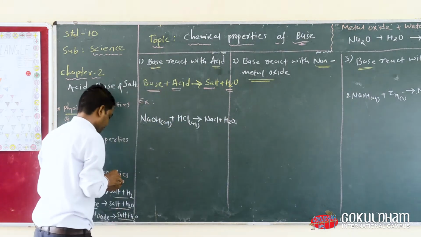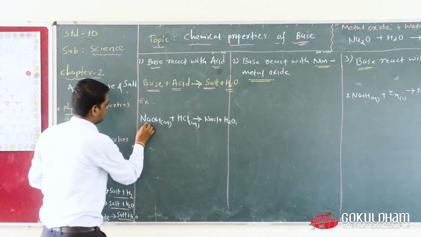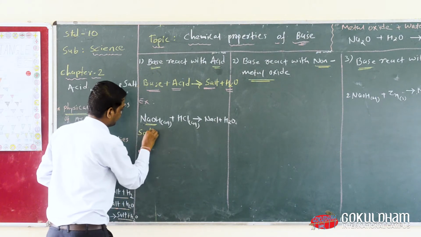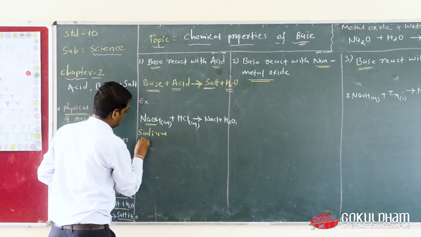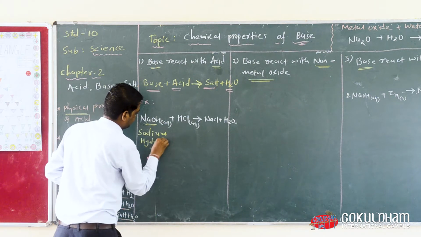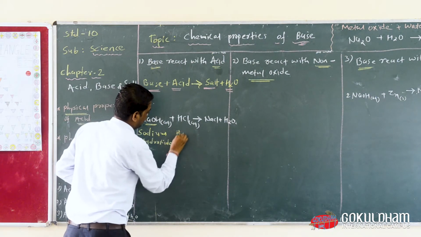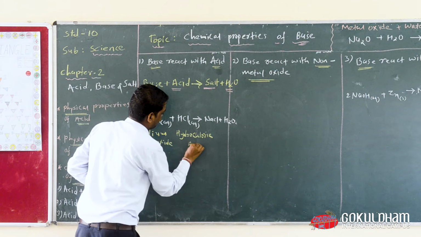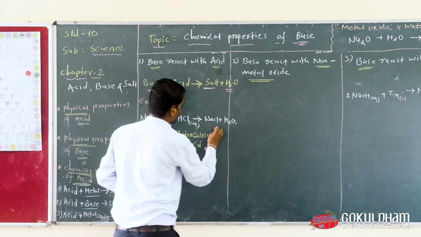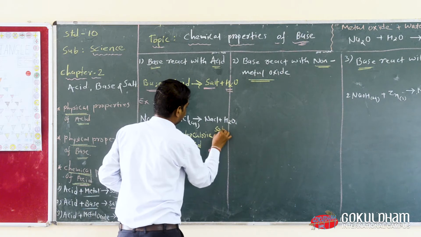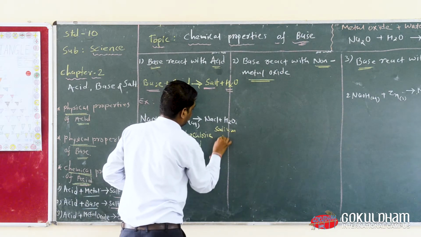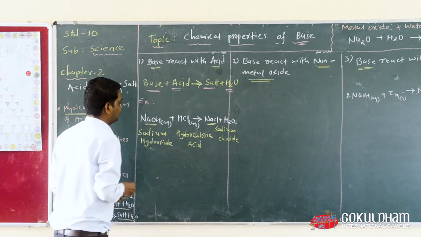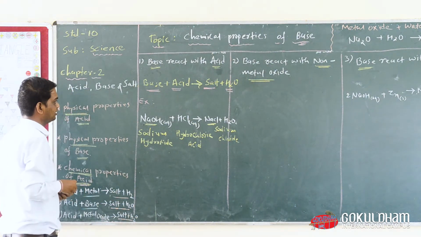Now we need to write the chemical name of each and every formula. This one is sodium hydroxide, this one is hydrochloric acid, and this one is sodium chloride. Sodium chloride is also known as common salt, which we use in the kitchen.